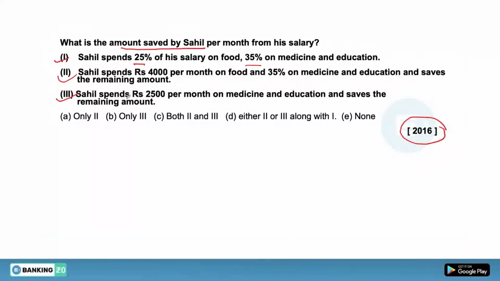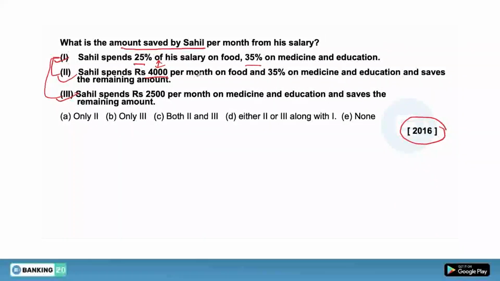But if I use the first condition and second condition both together, or the first condition and third condition together, then I will surely solve this question, because I'll be told how much he's spending and how much he's saving. See, we are told he was spending 25% on food and 35% on medicine and education. And here we are told he is spending 4,000 rupees per month on food. Now using both these conditions, I can easily solve this question. So using the first and second condition, I can solve. Now for the first and third condition, we are told that Sahil spends 25% of his salary on food, 35% on this part. Now we are told Sahil spends 2,500 per month on medicine and education and saves the remaining amount. So using the first and third condition also, we can solve this question.